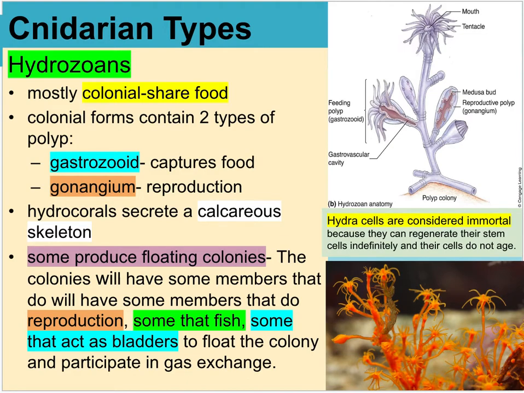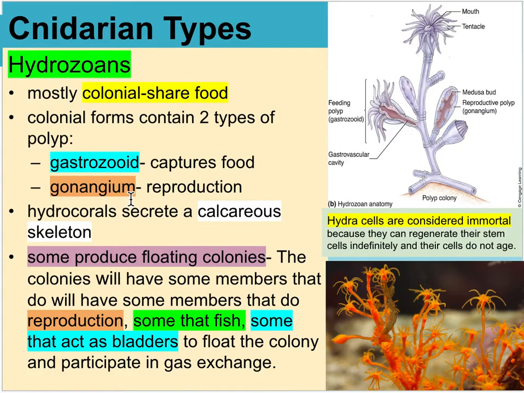So there are different types of cnidarians besides that. One is the hydrozoans, and hydra are colonial, and they have a joined stomach area where they share food. So they have the gastrozooids that capture food, and the gonangium that serves for reproduction. They also make a calcium skeleton, and most of them are sessile, but some of them will actually form these floating colonies.